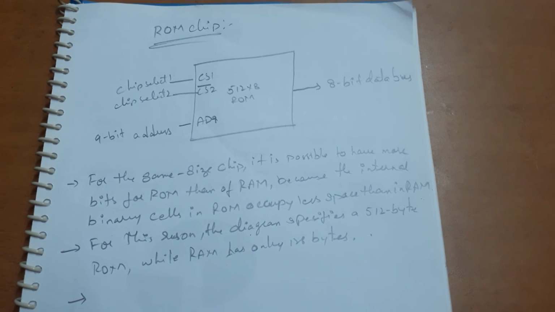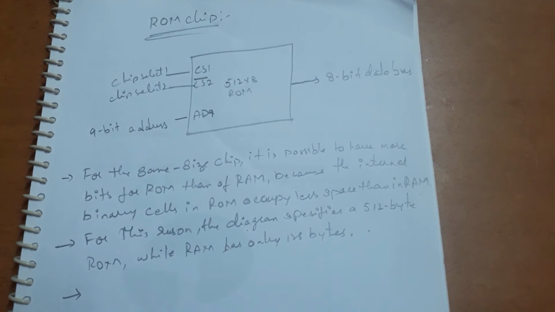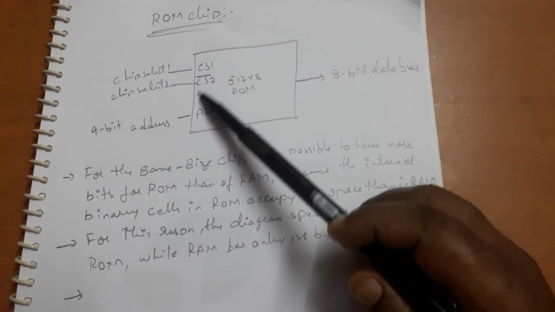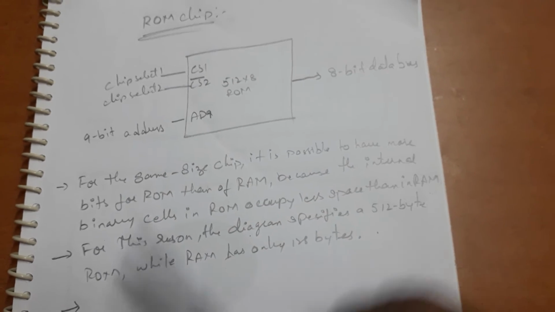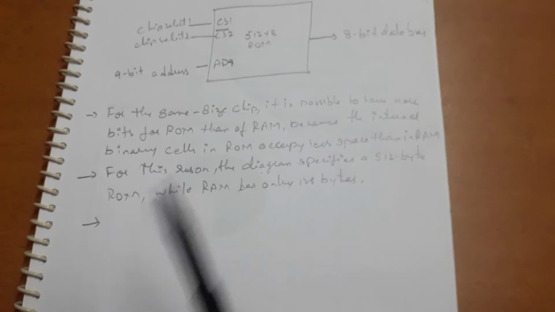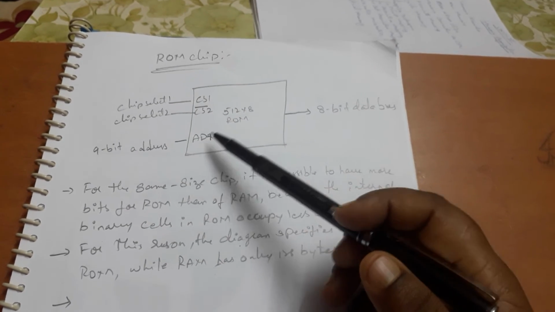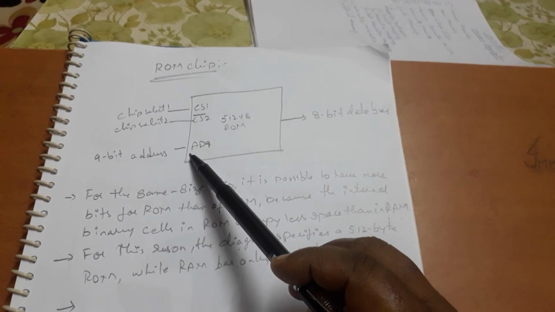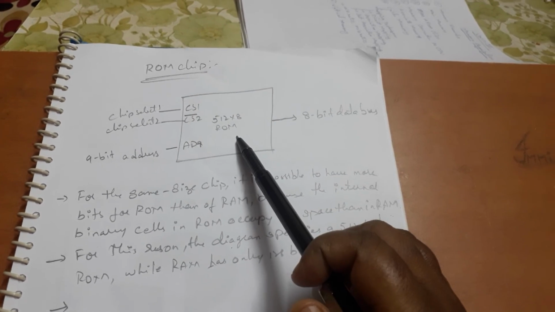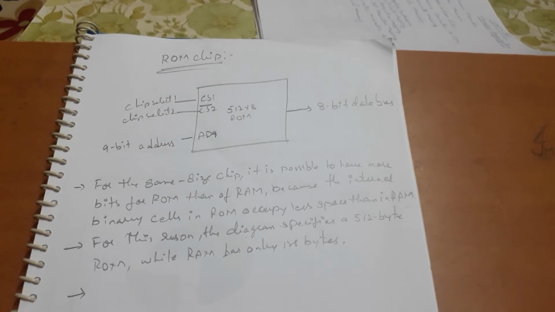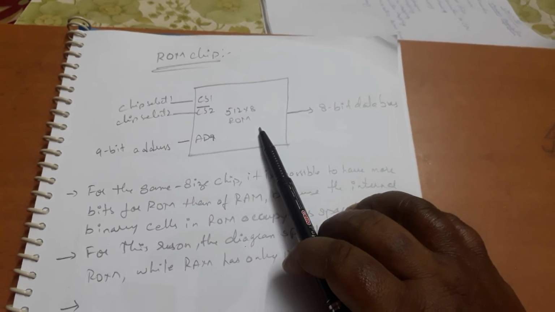Now if you look at the ROM chip, this is the ROM chip. It is more or less the same as the RAM chip, but the one difference is that we don't have read or write operations here, because the ROM is read-only memory and can only read the data. So we have neither read nor write. When you give an address and enable the ROM chip, the data is read out. So this is your ROM chip.